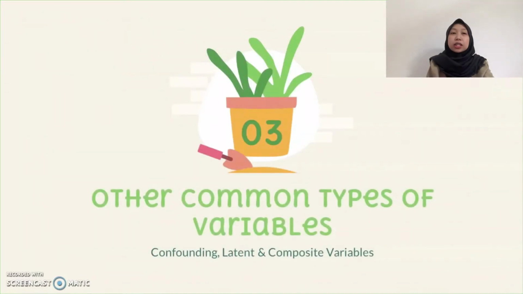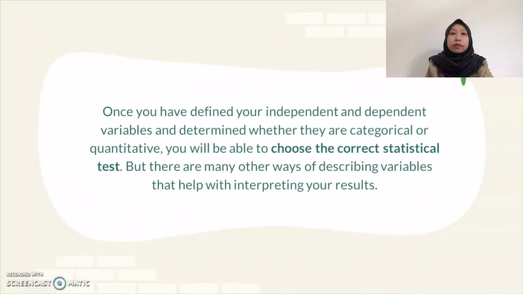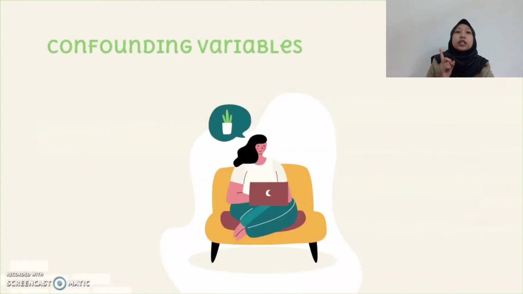Next, the last content of this presentation is about other common types of variables. Once you have defined your independent or dependent variables and determine whether they are categorical or quantitative, you will be able to choose the correct statistical test. But there are many other ways of describing variables that help with interpreting your results. Some useful types of variable are: first, confounding variables.